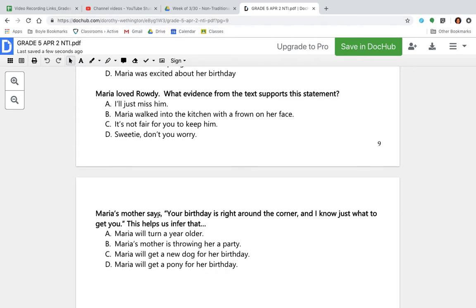Maria's mother says, "Your birthday is right around the corner, and I know just what to get you." This helps us infer that A. Maria will turn a year older. B. Maria's mother is throwing her a party. C. Maria will get a new dog for her birthday. Or D. Maria will get a pony for her birthday.